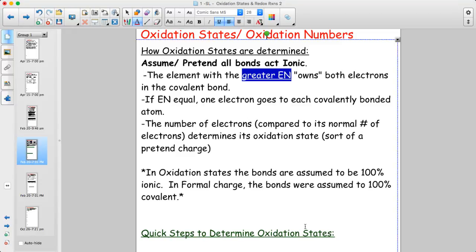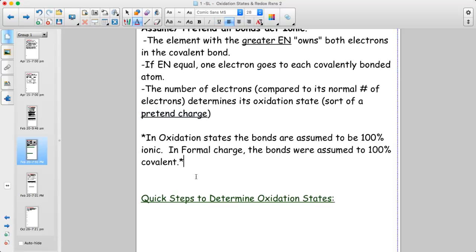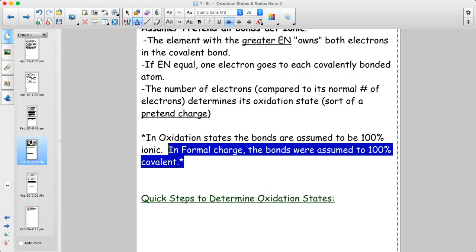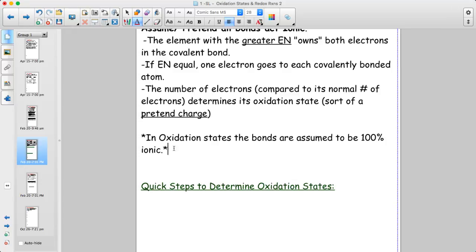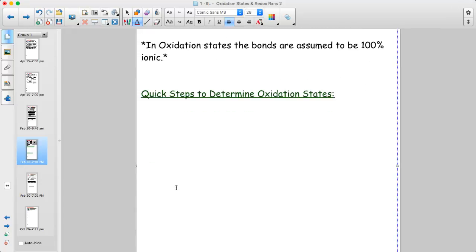If electronegativity is equal, then one electron goes to each of the covalently bonded atoms. If you compare the total number of electrons that we're now saying these elements own to the normal number of electrons, that's how you get an oxidation state. It's sort of like a pretend charge. Okay? So in oxidation states, the bonds are assumed to be 100% ionic, and we're going to erase that part about formal charge because that's an HL topic. Okay? The quick steps to determine oxidation state are as follows.